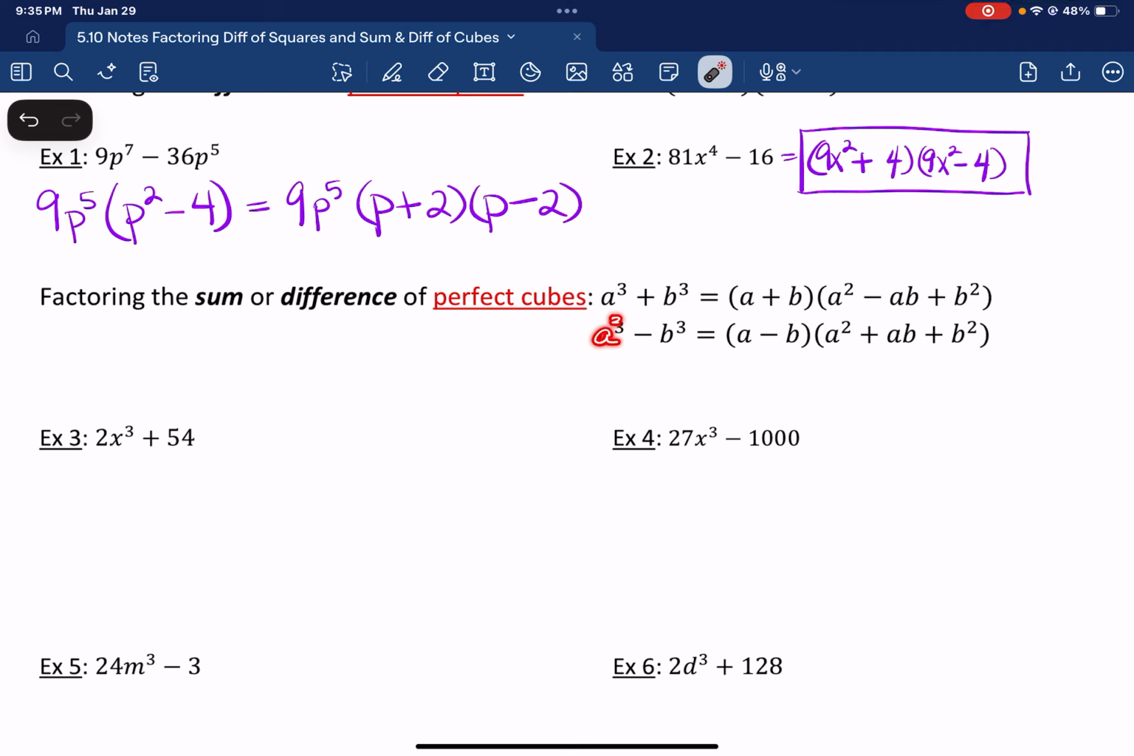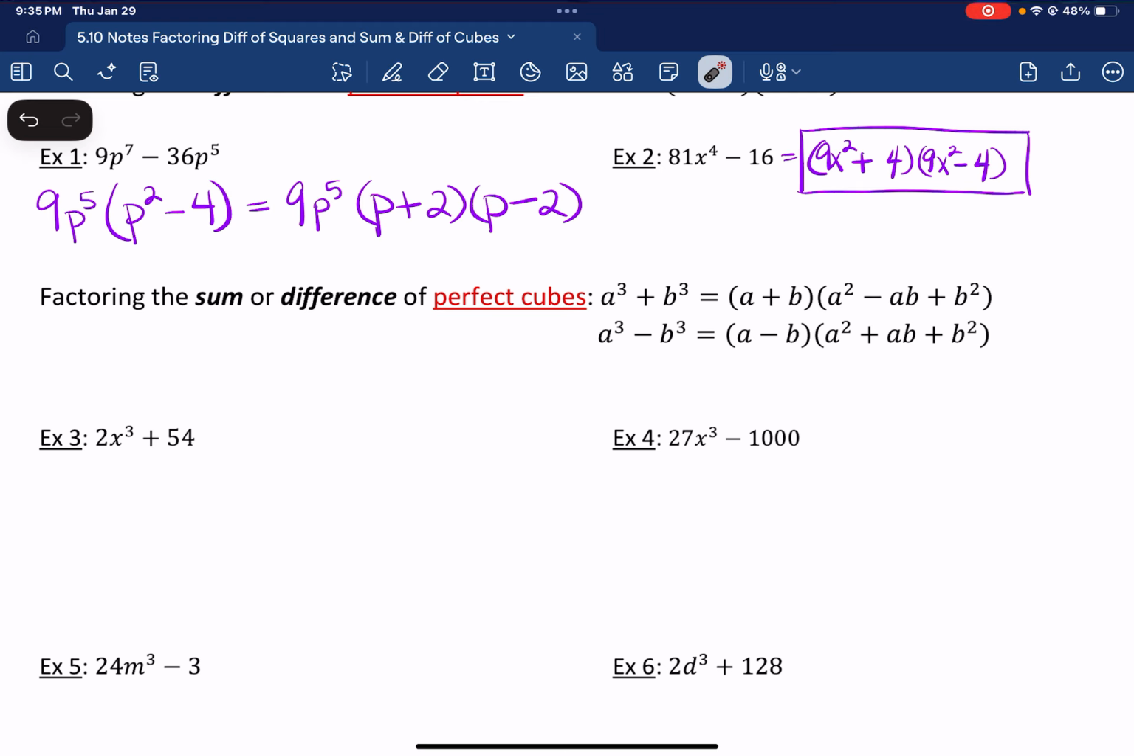Now, if I have a to the third power minus b to the third power, so this is the difference of two perfect cubes, again, you start with an a and a b, but because this is a subtraction problem, you start with a minus b. And then our trinomial factor, we have our a squared to start, our b squared to end, and we multiply a times b in the middle. So you've got to remember your signs.